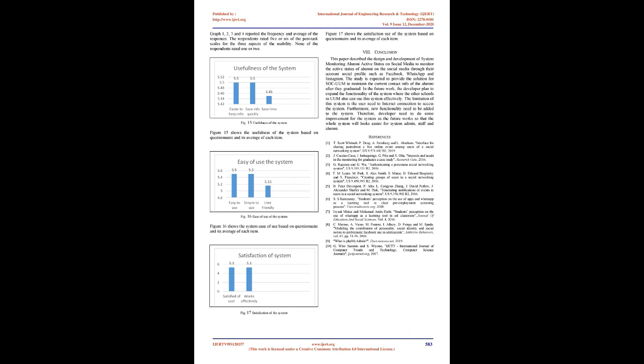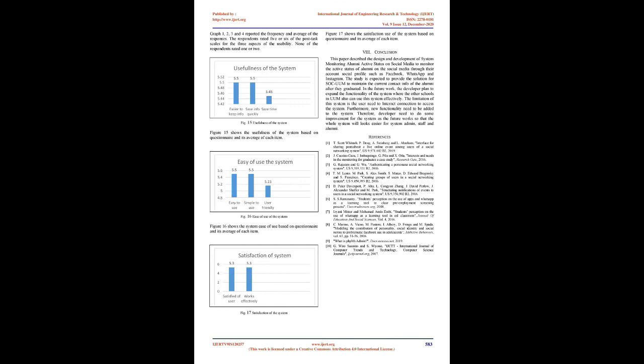Graphs 1, 2, 3, and 4 reported the frequency and average of the responses. The respondents rated 5 or 6 on the post-task scales for the 3 aspects of usability. None of the respondents rated 1 or 2. Usefulness of the system.